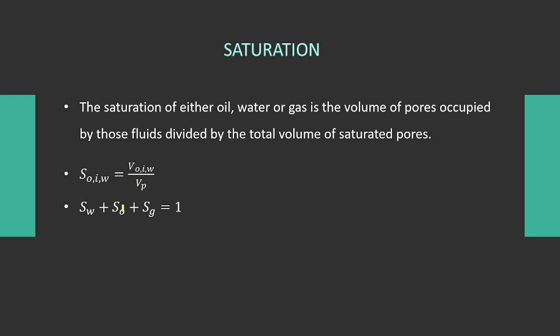And since they are all fractions, when we sum all of them up, it should give us 1. Once again, in the case where maybe we are told that it's just water and oil saturating the reservoir, it means that there wouldn't be any saturation of gas. So that side goes to 0. So we just have S_W and S_O being summed up to give us 1.